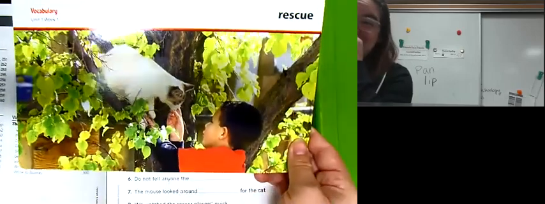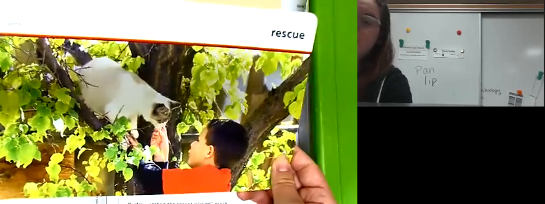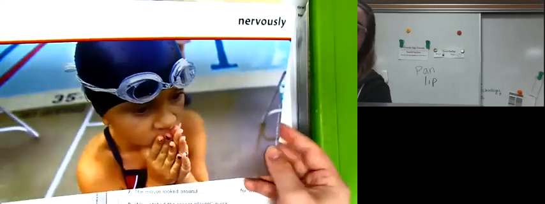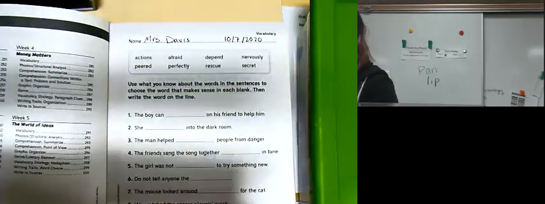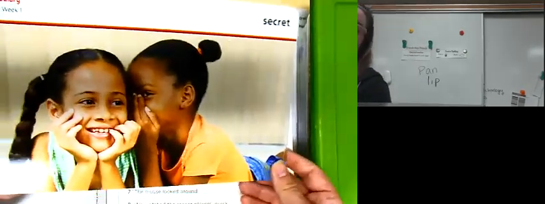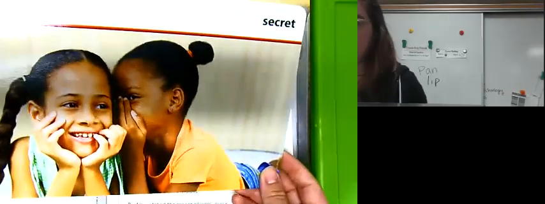We have rescue. So the little boy is rescuing the cat. And we have nervously. So the little girl is nervously waiting. And secret. So this girl is telling her friend a secret.